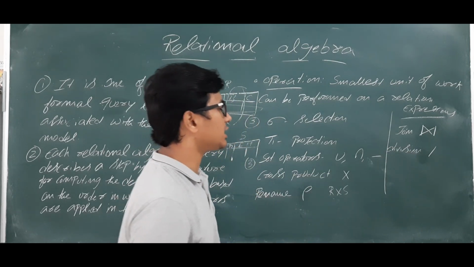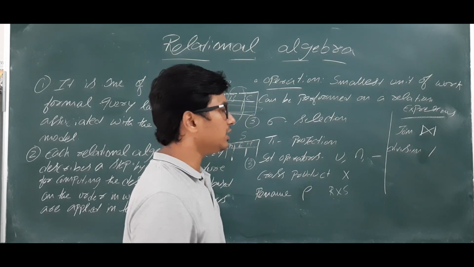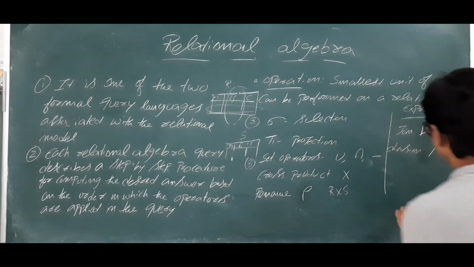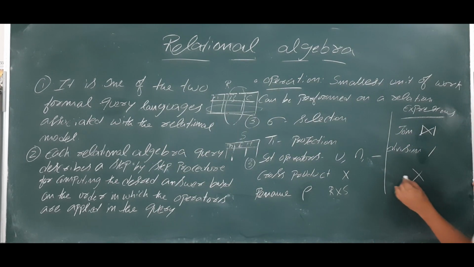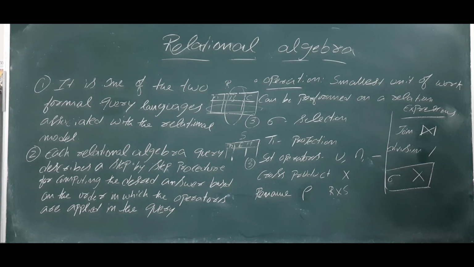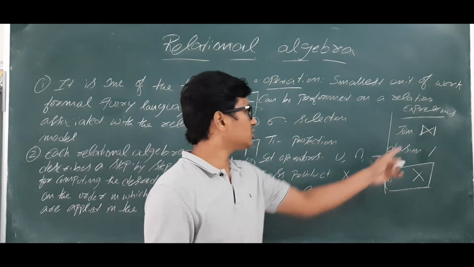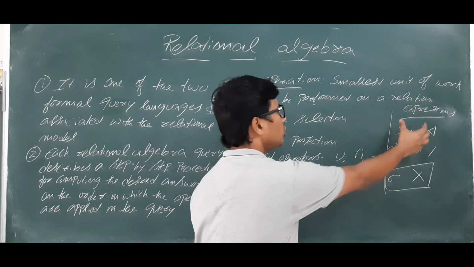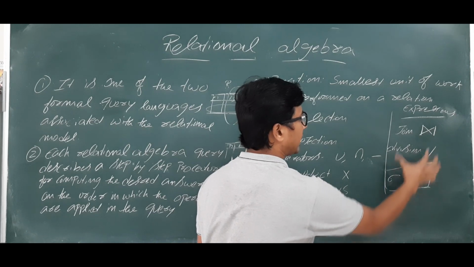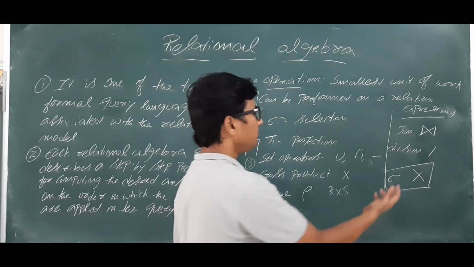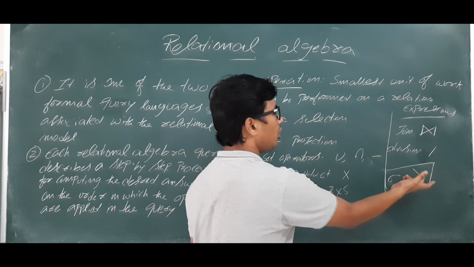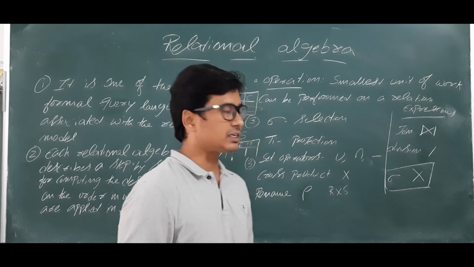Why am I calling it an expression? Join can be called a cross product and selection operator. If you combine these two operators, selection operator and cross product, we will call it a join operator. So that's why join is an expression. Is it clear? Because we are applying two basic operators, cross product and selection.